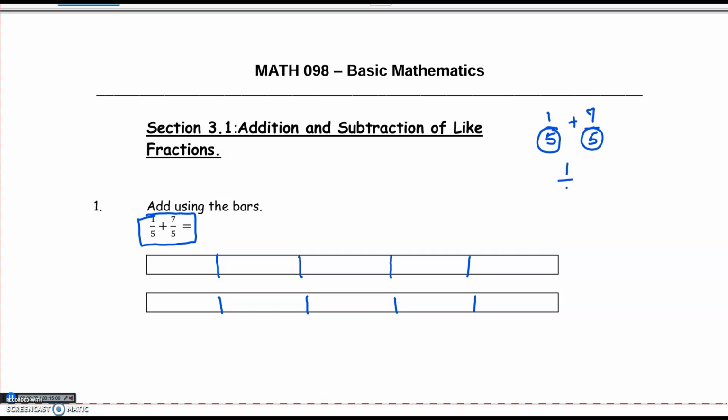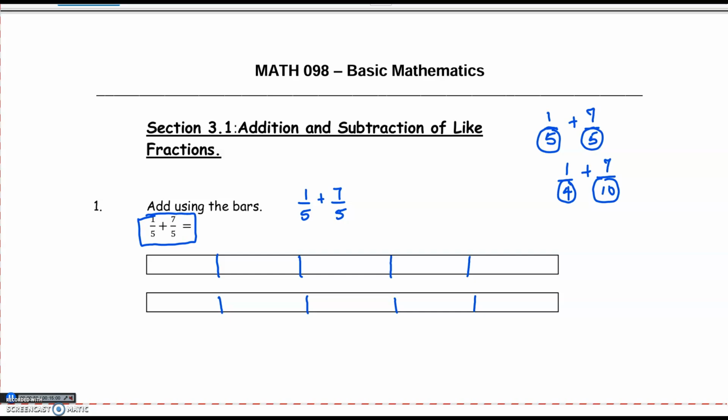Now, suppose we had to add 1/4 plus 7/10. Now, these are not like fractions. They're unlike fractions because the denominators are different. Now, let's see what exactly this means. What does 1/5 plus 7/5 really mean?